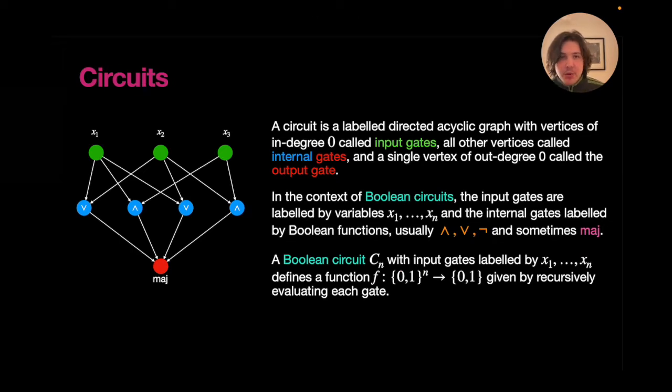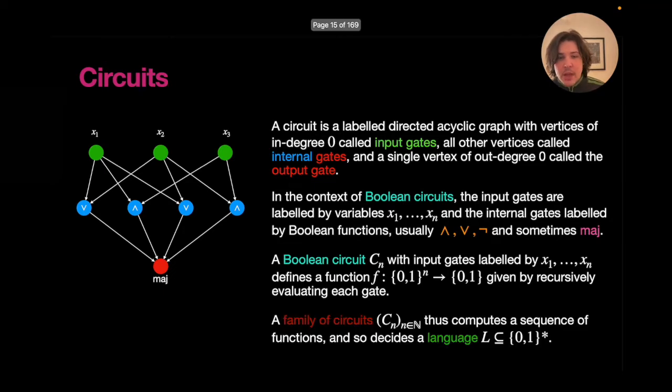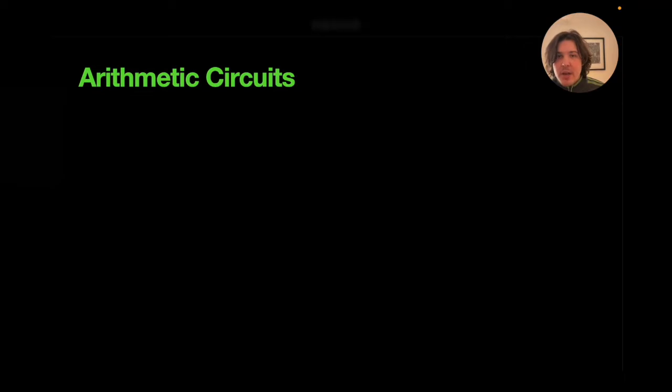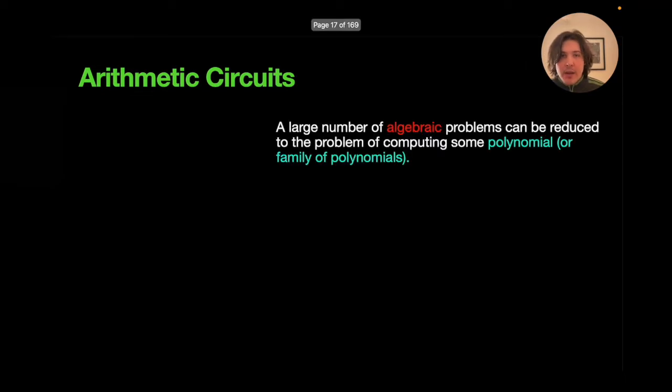The idea is that a Boolean circuit computes a function in the following way. We take some input and assign it to the input variables, and then recursively evaluate each gate in the circuit until we finally evaluate the output gate, and that's the value of the function. In this way, a family of circuits can define a language. In the arithmetic context, things are a little bit different. It was noted that a large number of algebraic problems can be reduced to the problem of computing some polynomial, or more accurately, a family of polynomials.